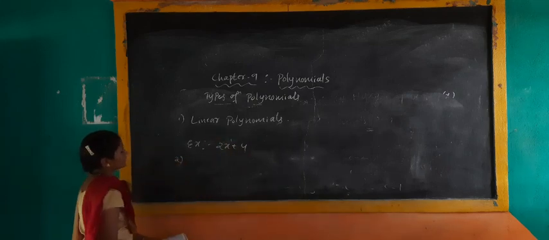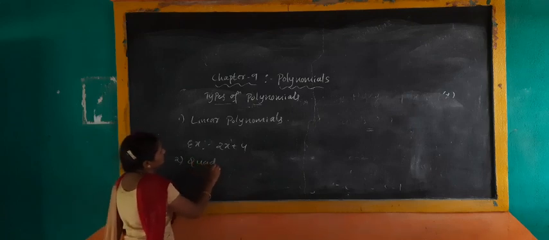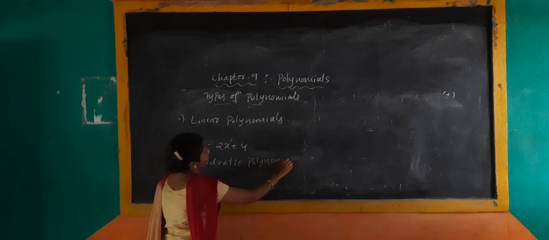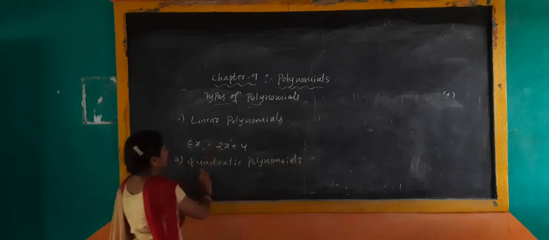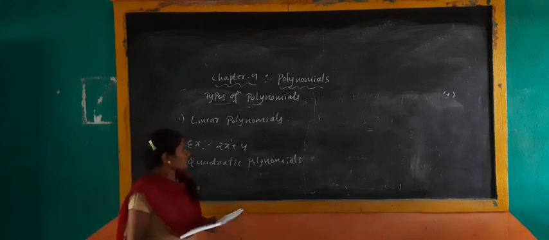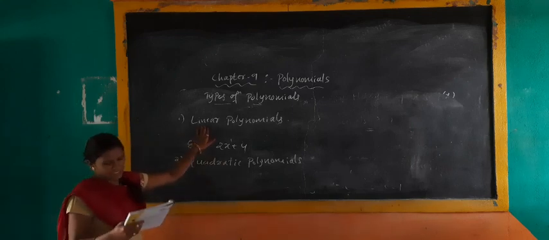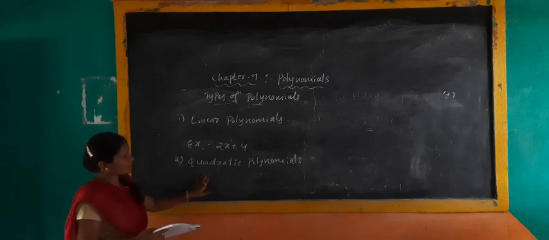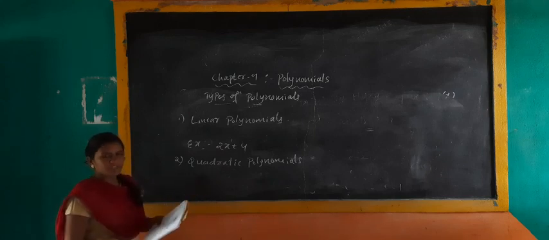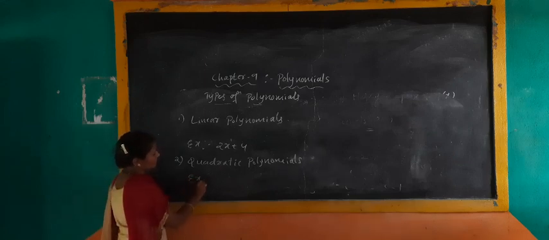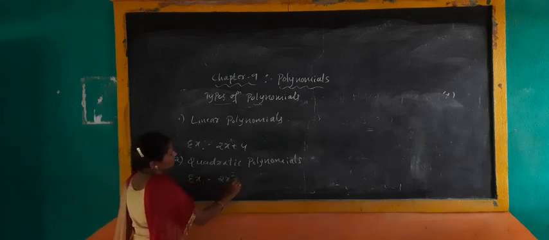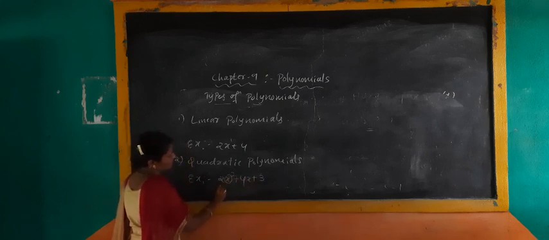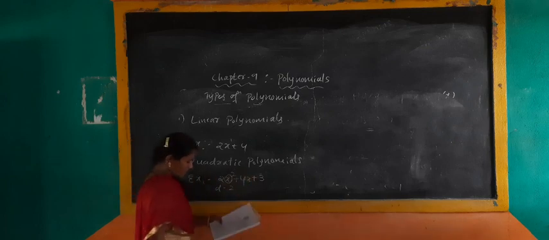Next, the second one is the quadratic polynomial. What do you mean by quadratic polynomial? A linear polynomial means a polynomial of degree 1. What do you mean by quadratic? A polynomial of degree 2. For example, 2x square plus 4x plus 3. Here the highest degree will be 2, so it is a quadratic polynomial.